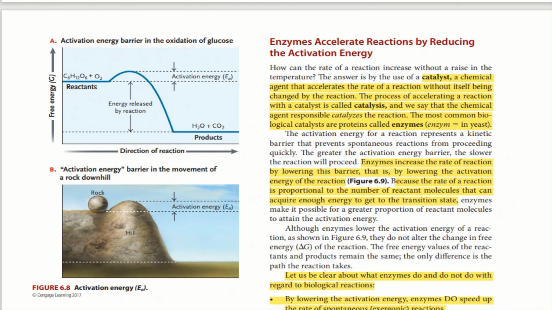Enzymes accelerate reactions by reducing the activation energy. How can the rate of reaction increase without a rise in temperature? By the use of a catalyst, a chemical agent that accelerates the rate of reaction without itself being changed by the reaction. The process of accelerating a reaction with a catalyst is called catalysis, and we say that the chemical agent responsible catalyzes the reaction. The most common biological catalysts are proteins called enzymes.